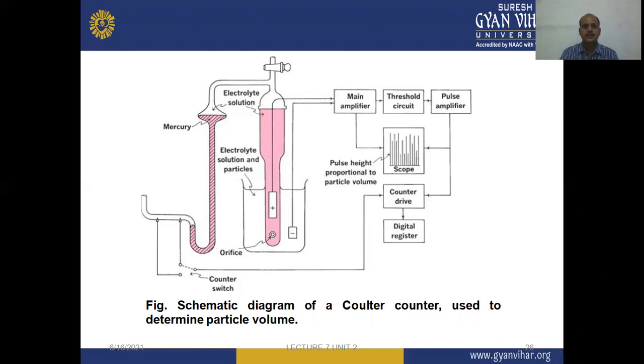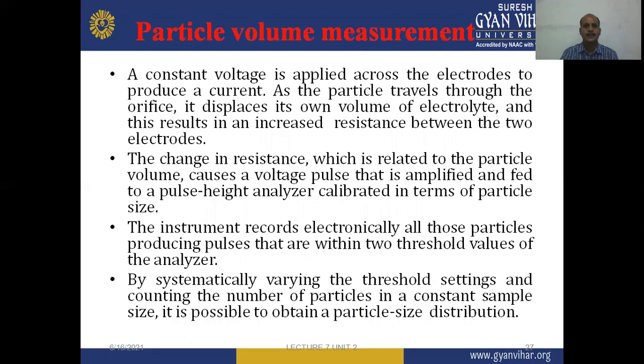When the electrolyte solution passes through the electrodes through the orifice of this apparatus, there is a generation of electric resistance, and this electric resistance can be analyzed with the help of the pulse height analyzer, and it is recorded and maintained in the digital register. A constant voltage is applied across the electrodes to produce a current, and as the particles travel through the orifice, each displaces its own volume of electrolyte, and this results in an increased resistance between the two electrodes. The change in resistance, which is related to the particle volume, causes a voltage pulse, and that is amplified and fed to a pulse height analyzer calibrated in terms of particle size.